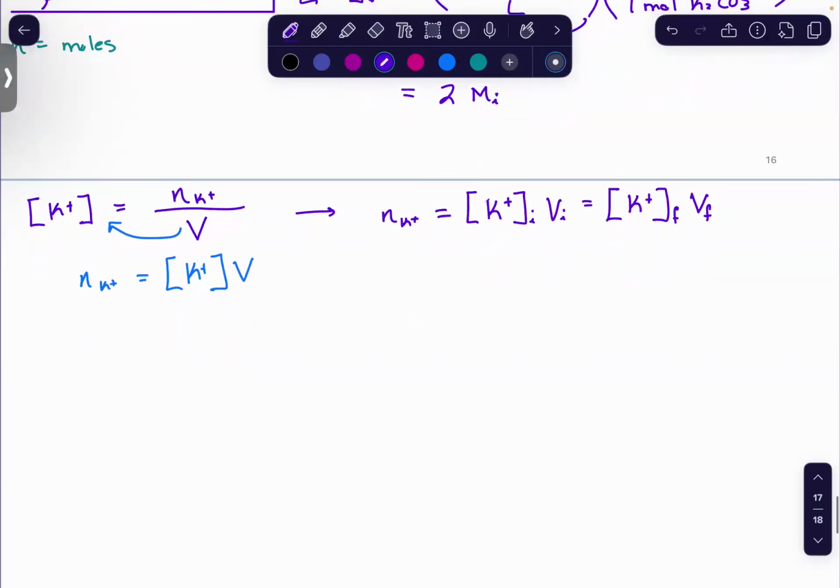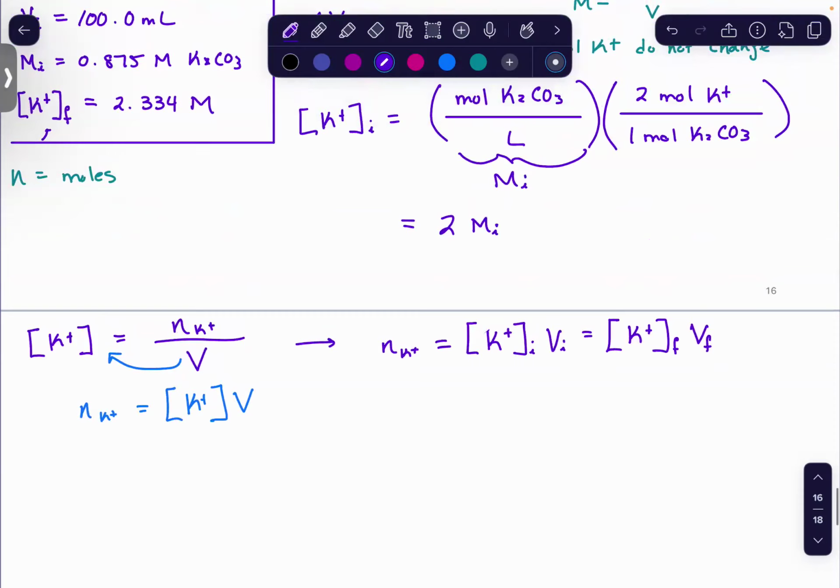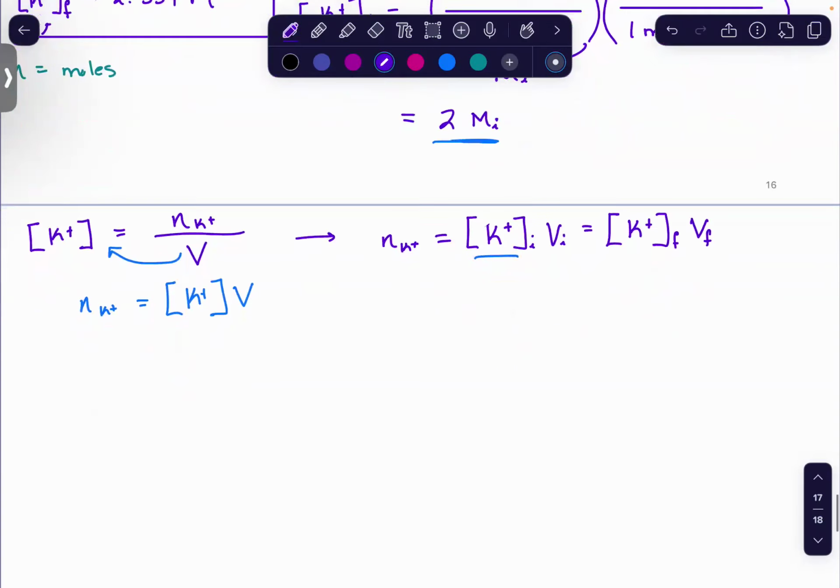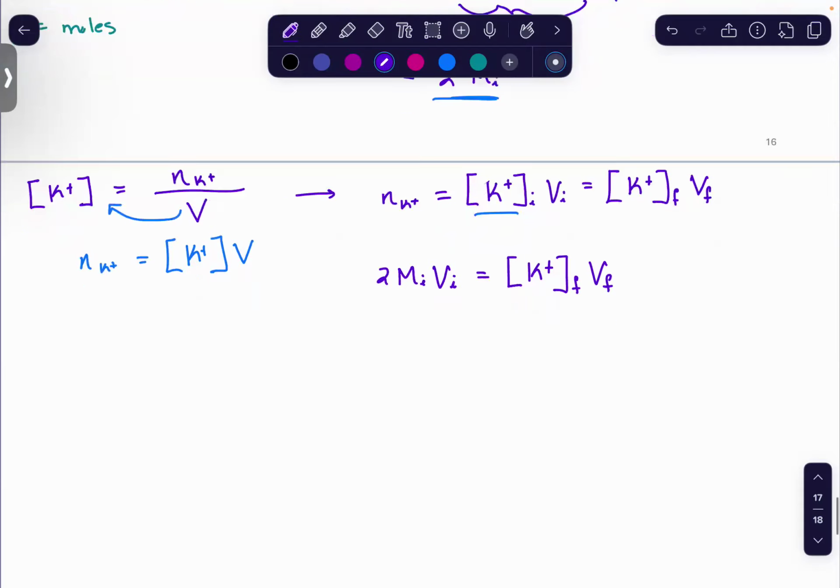Okay, so now what I'm going to do is take this here, which matches this here, and substitute in 2 times my initial molarity. So that's going to be 2 initial molarity times initial volume equals, and I can solve this for my final volume.